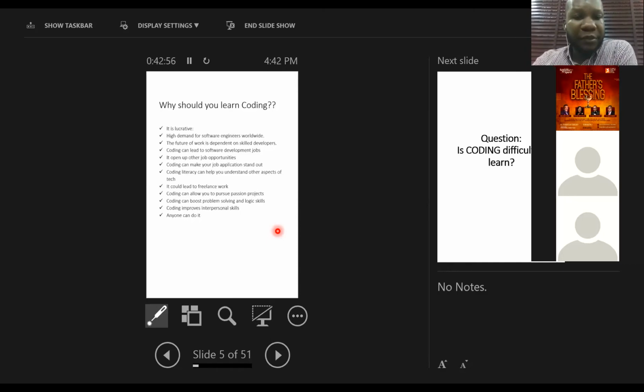I don't want to waste time trying to buttress them further. Coding can also boost your problem-solving and logic skills. Coding improves interpersonal skills. Then lastly, I like this last point: anyone can do it. Anyone can learn coding.